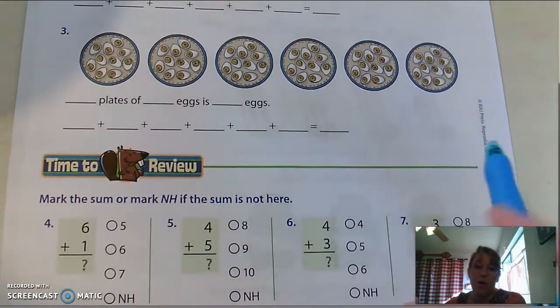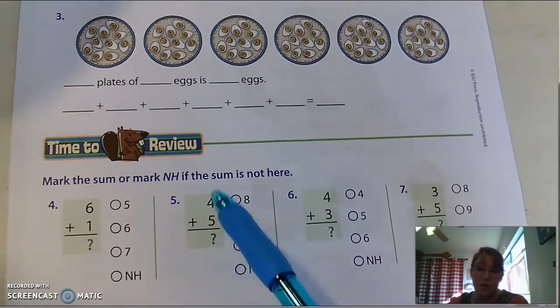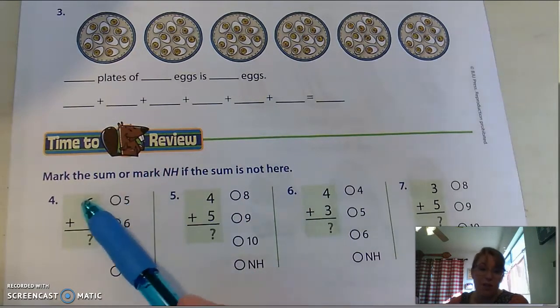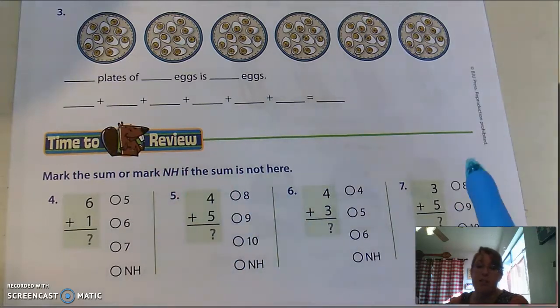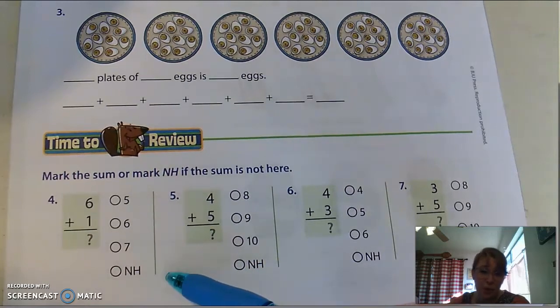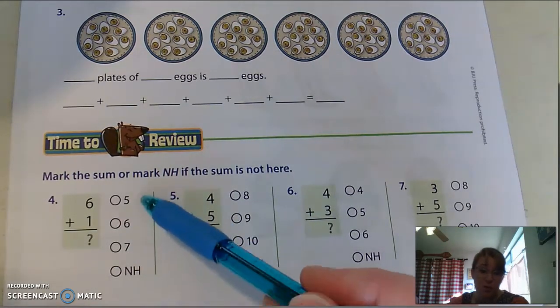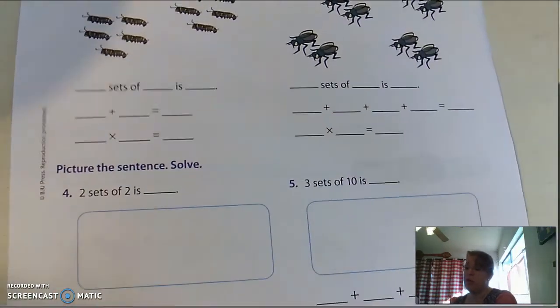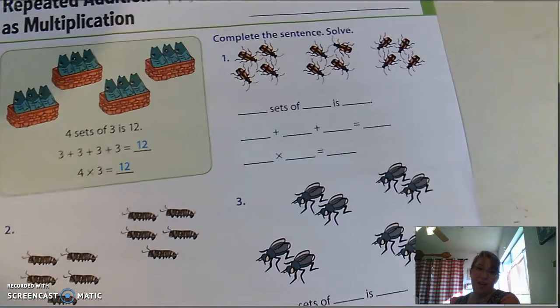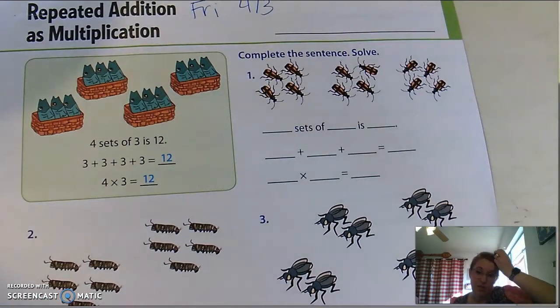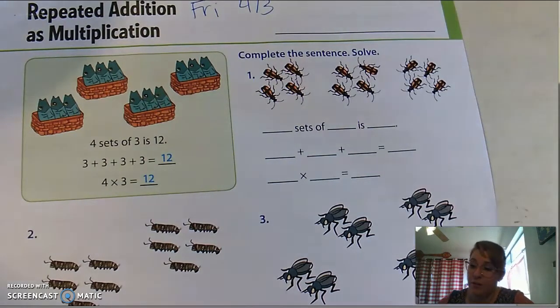Okay? I want you to do the time to review on this one. Easy peasy. You're just telling me to mark the sum, or mark NH if the sum is not here. So if this does not equal the sum, you put not here. If you do see the sum, you circle one of those little numbers, okay? Let's go to lesson 96. Same thing. But now, instead of just repeated addition, we're going to start calling it multiplication, which is exactly what you're doing, believe it or not.